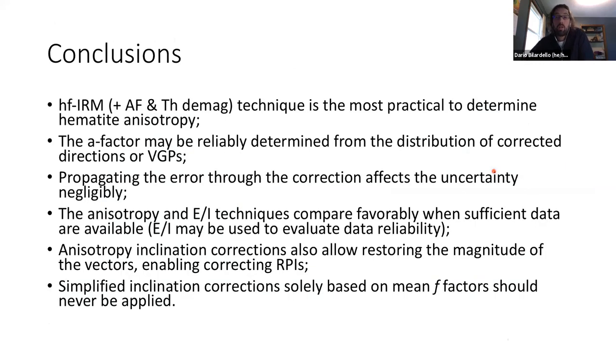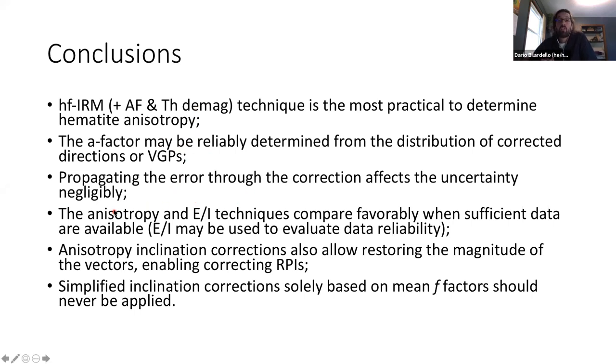So I'm going to conclude the talk here and just reiterate the same points. High field IRM is the most viable technique we have so far for measuring hematite anisotropy, with all the limitations of possibly not saturating, but hopefully we've overcome that, but definitely the limitation of the nonlinearity of the magnetization with the field. The A factor may be reliably determined by looking at the distribution of the corrected directions and VGPs. We can propagate the error through the correction, and it doesn't enlarge our uncertainty confidence ellipses all that much, by about 1 degree.